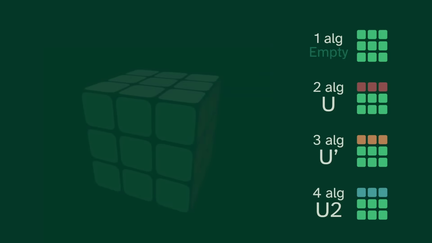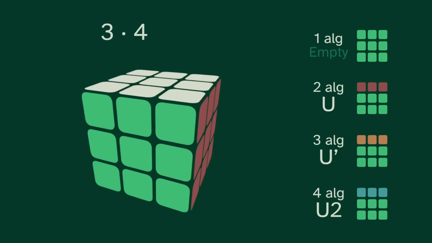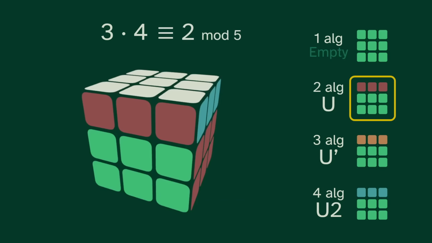Let's test it. To do 3 times 4, we do the 3 algorithm, U prime, then the 4 algorithm, U2, and we're left with this. And this is the 2 position. So 3 times 4 is 2, which is true mod 5.